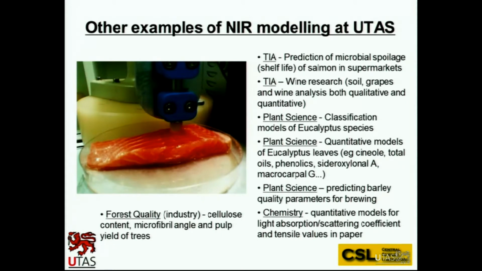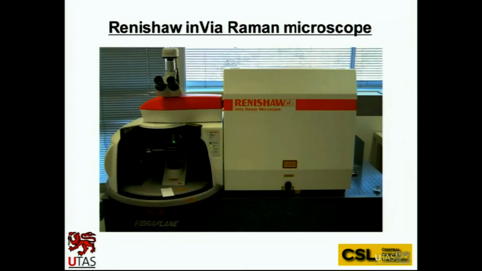Classification of eucalyptus species. We have done some work on barley. Also in chemistry, we have a look at the paper chemistry, and obviously with Forestry CRC gone now, there's still a private entity that uses existing models for forestry products. So quite a powerful technique.